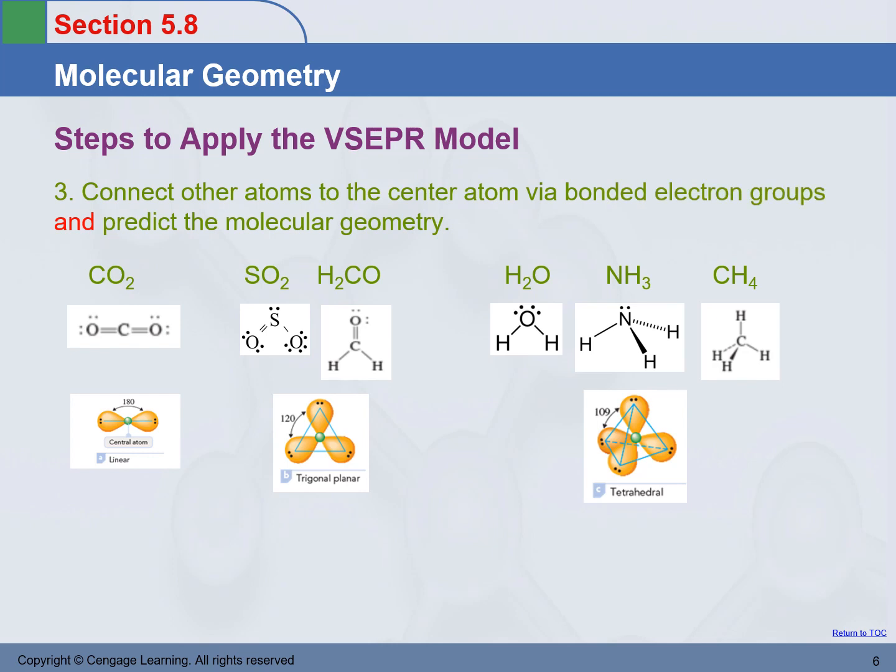Connect other atoms to the center. Predict the molecular geometry. In the first one, there are two oxygens connected to the center carbon. There's an oxygen here, there's an oxygen here. The final shape will be linear. Make sense? Molecular geometry, linear.